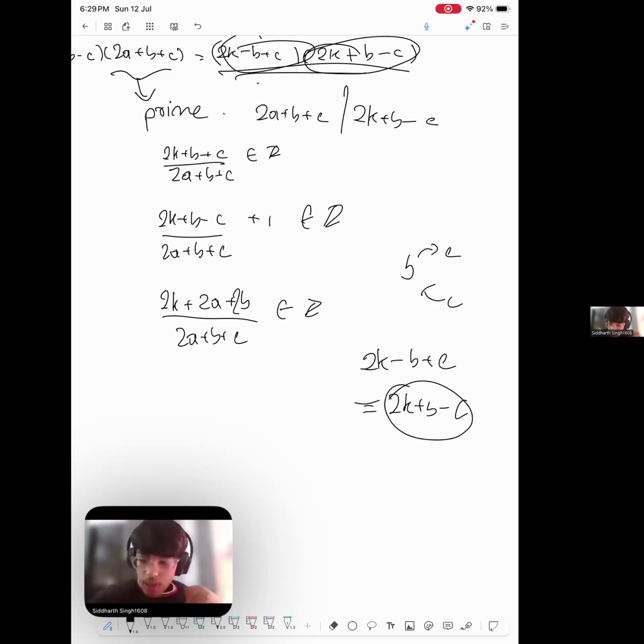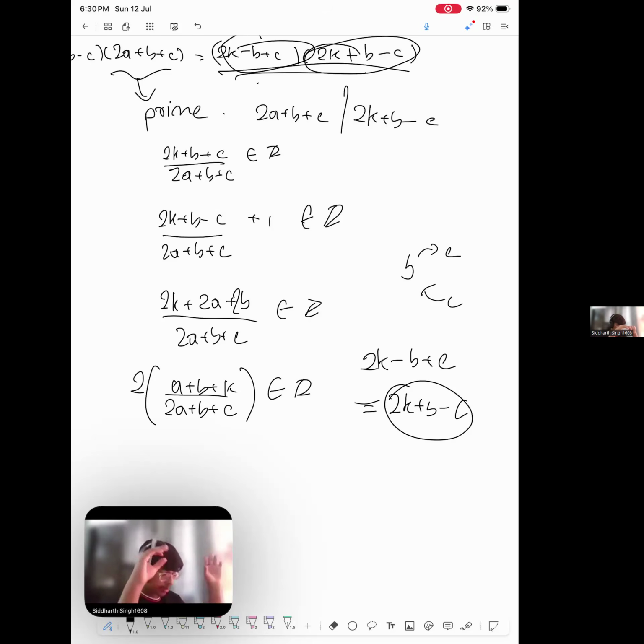Right. Nice. So it was 2b here, and now is the crucial part where we use the initial observation pointed out by Aditya. If 2a plus b plus c was even, okay. If 2a plus b plus c was not even, then we would not be done. However, this factor would not be required, no?